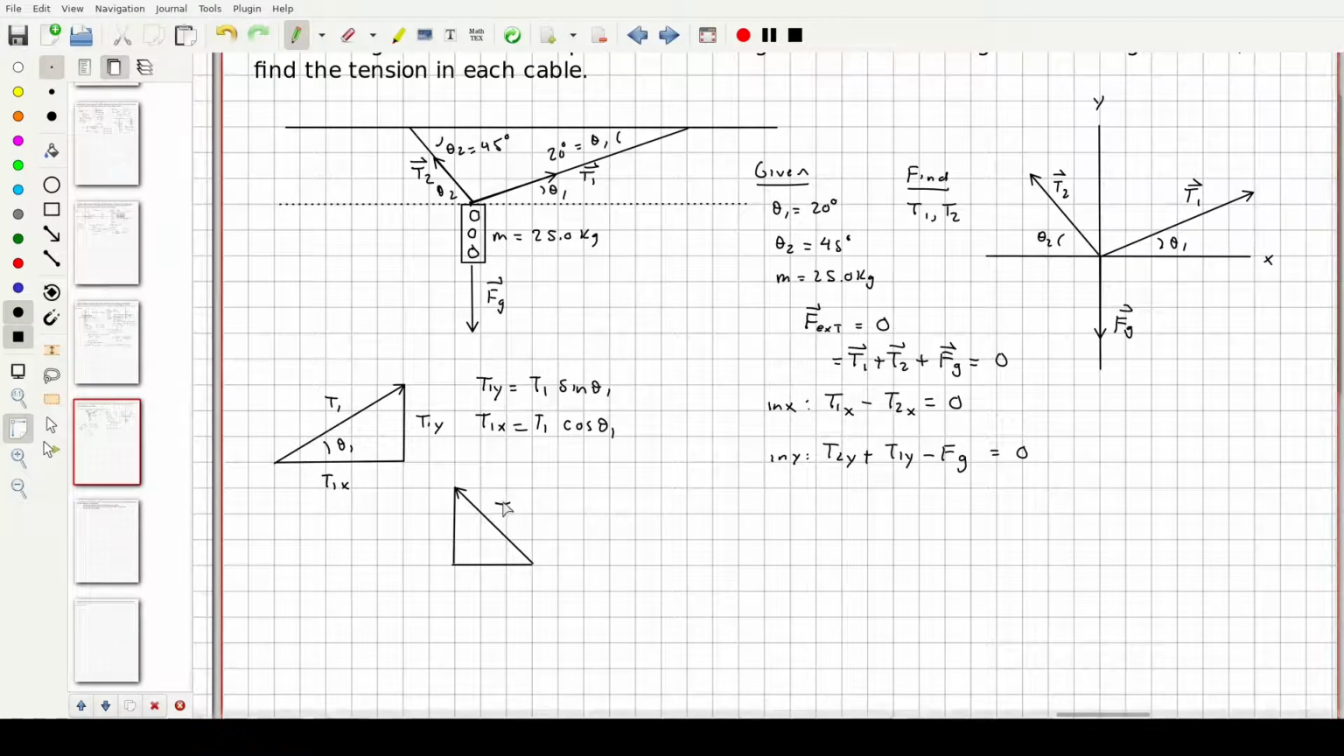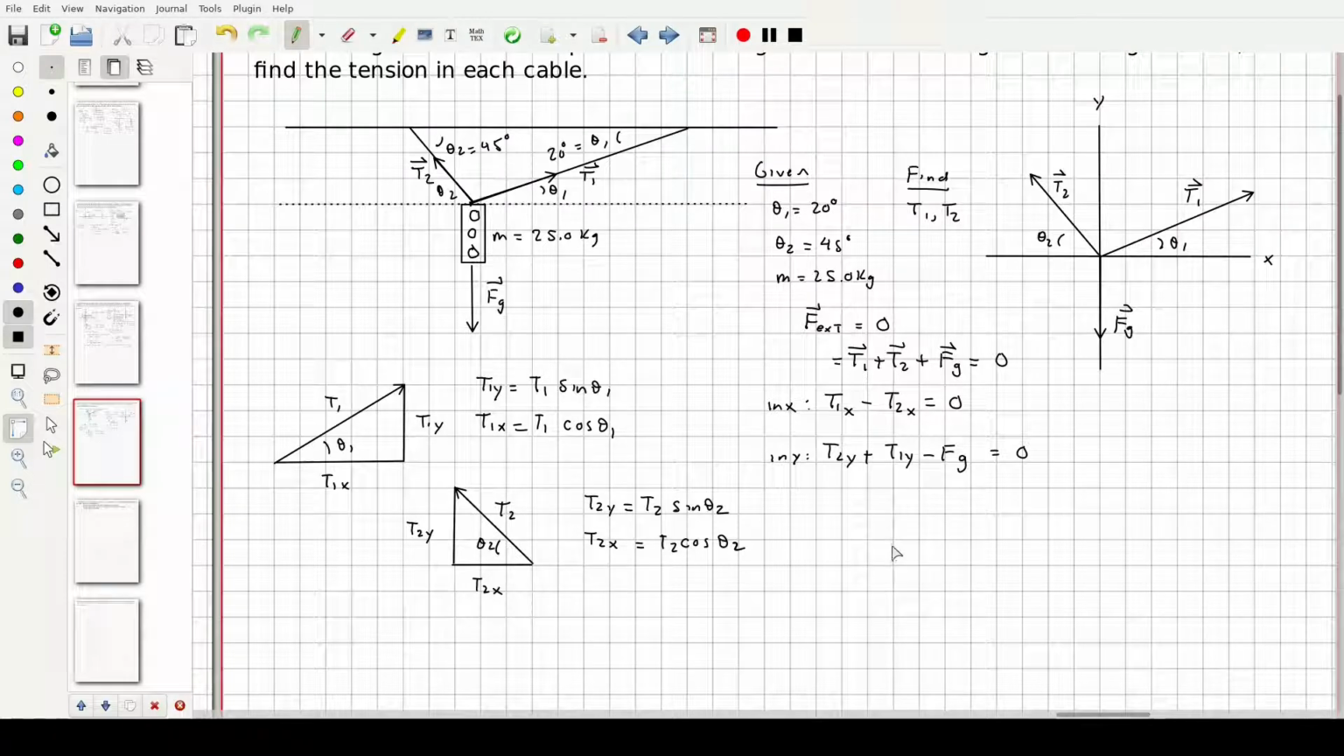Now, this is T2. This is theta 2. This is T2y and T2x. Again, direction has already been taken into account. Everything that we're dealing with here is positive. But noting again that T2y is opposite and T2x is adjacent, T2y can be written as T2 sine of theta 2, and T2x is equal to T2 times cosine of theta 2.